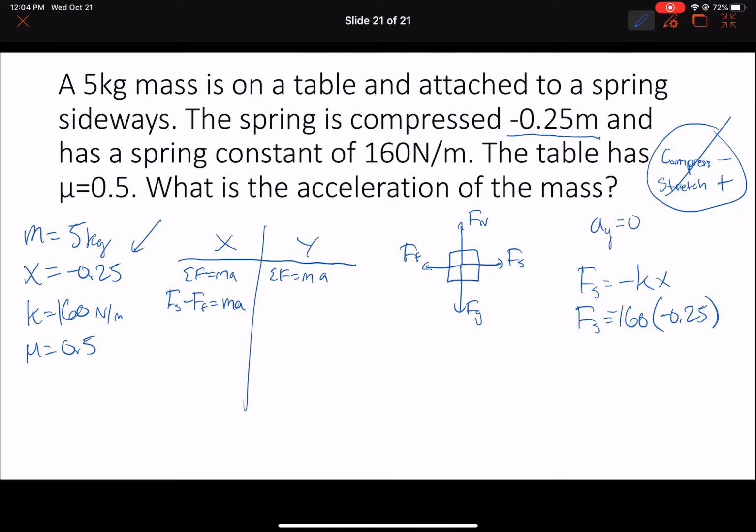In this case, we pushed it to the left, and so our force is to the right. But those negatives do cancel out, and if you multiply all this, you get 40 newtons, which is nice. So we get 40 minus, what's the frictional force? Well, the frictional force is equal to mu times the normal force. So just like normal, we need to go to the y side to find the normal force. Just like it has been, the normal force is just equal to the gravitational force.